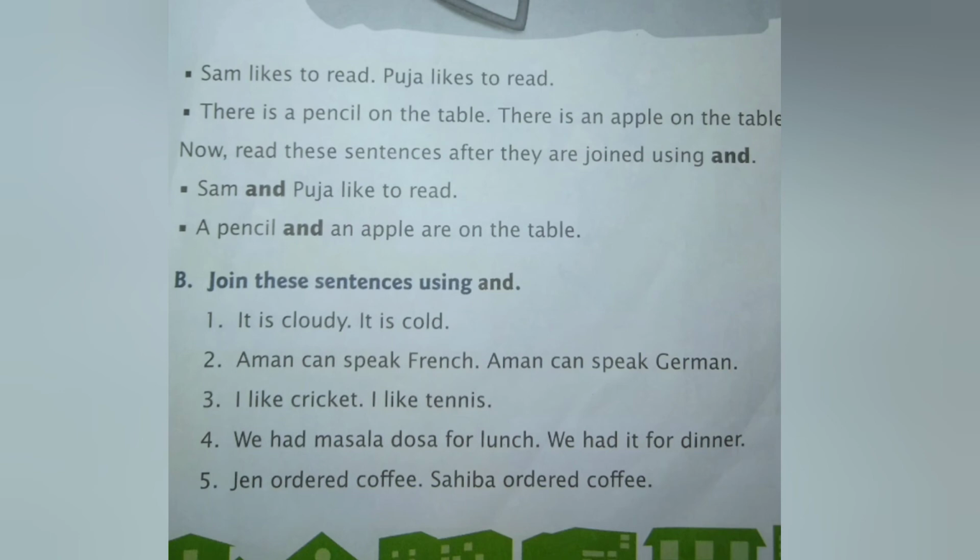We had masala dosa for lunch. Full stop. We had masala dosa for dinner. So let's make that one sentence. Let's start with this: we had masala dosa. What's different here? Lunch as well as dinner. So for lunch, our connecting word and, then the same sentence, right? Let's take dinner from there. So we got the answer: we had masala dosa for lunch and dinner. Full stop. So this is the answer.